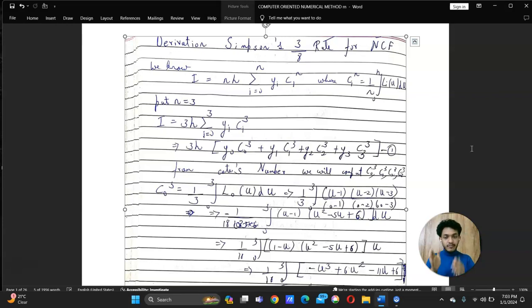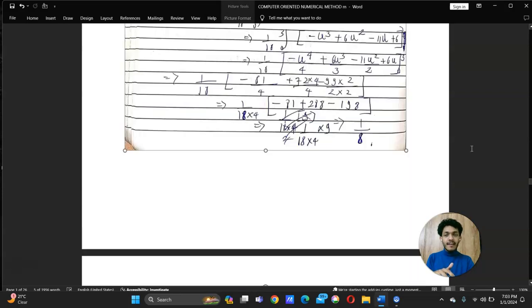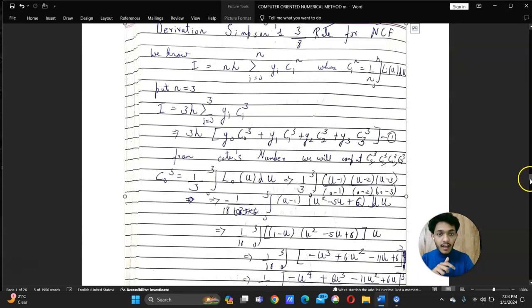So we have to separately find the value of Cotes numbers. So we are just going to find the value of C03 by putting the value of n equals to 3 and integrating Lu du for that value. We get u minus 1, u minus 2, u minus 3 upon minus 1, minus 2, minus 3. And then we integrate it.